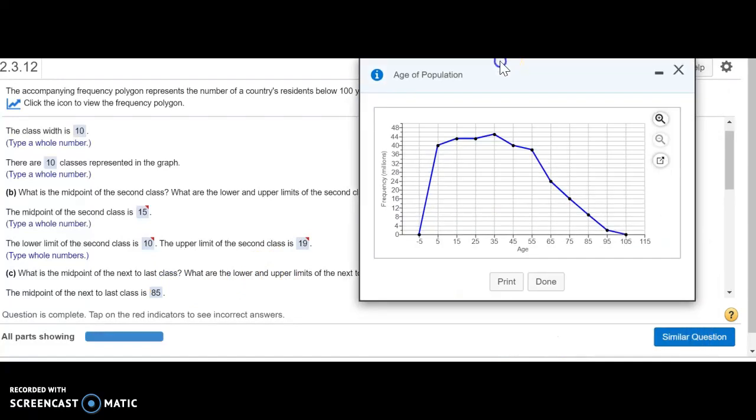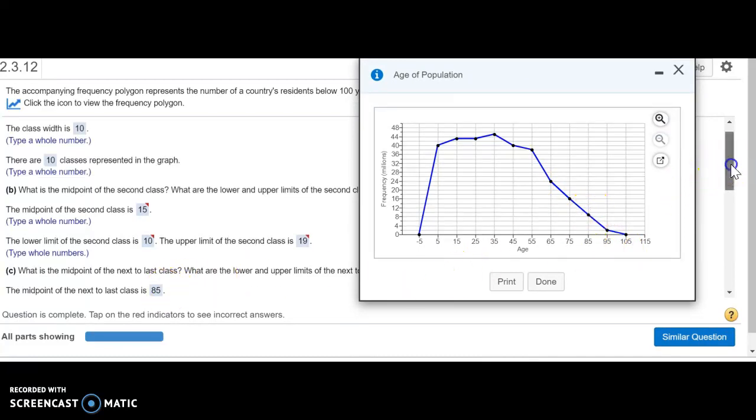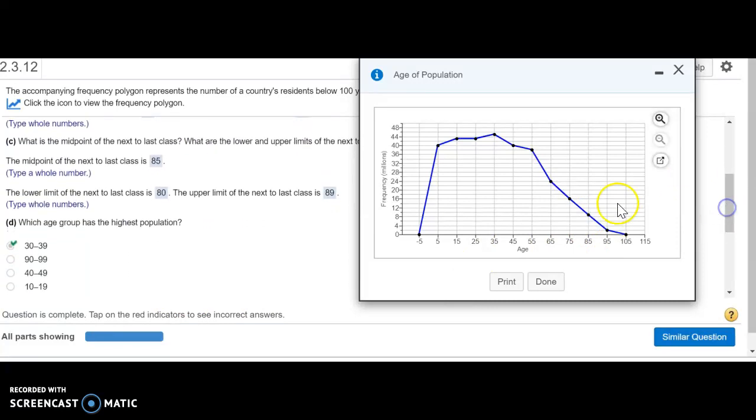Okay, the lower class to the midpoint for the next to last class. So here's the last class, the next to last class. Again, the points are at the midpoint. You answered it correctly, it's at 85. And then the lower limit of the next to last class, again, it's going to be 5 on either side because the width is 10. So it's going to be 80 for the lower limit. And then the next lower limit is going to be at 90. And so the upper limit of the second to last class is going to be at 89.